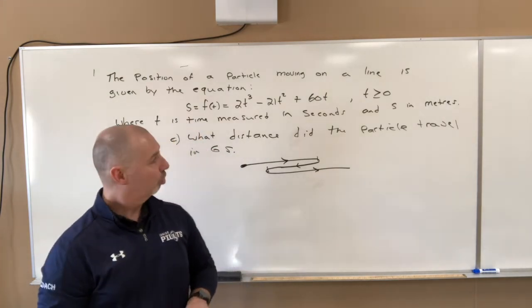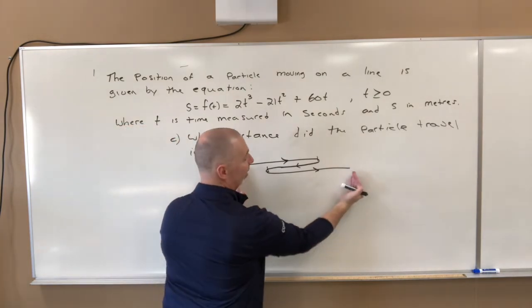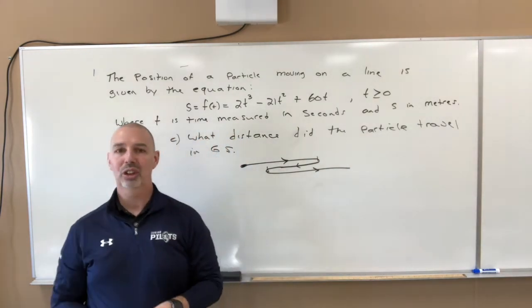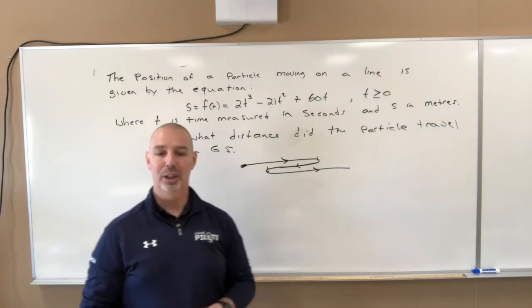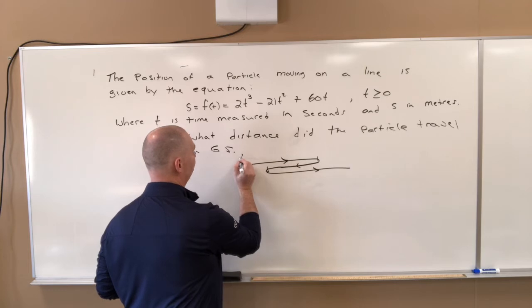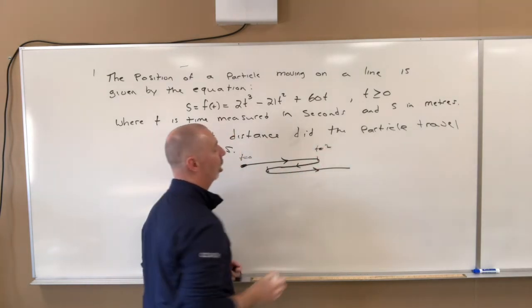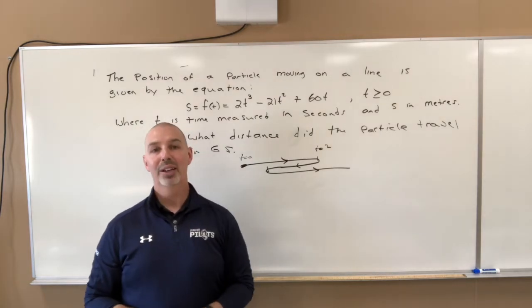Now, if we were to just put 6 seconds into here, all that's going to tell us is the displacement from the beginning to the end. So we don't want to just put 6 in. What we have to do is split this up into pieces. We have to go from the time of 0 here to the time of 2 here. How far has it traveled in that section?